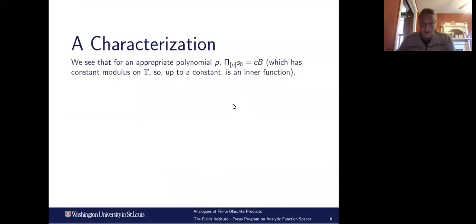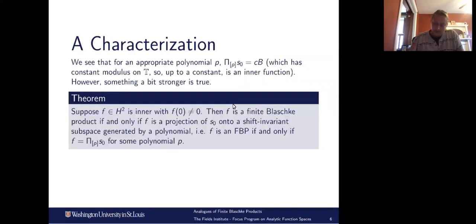And so there's something a little bit stronger that can be said, and it's that this is actually a characterization, right? So we can detect the finite Blaschke product by coming up with a polynomial and looking at the projection of the kernel at the origin onto the shift invariant subspace generated by that polynomial. Okay. And so, up to a harmless constant, this is going to be an inner function. And this is just the theorem that I just said: if f is inner, it's going to be a finite Blaschke product if and only if it's the projection onto a shift invariant subspace generated by a polynomial of the kernel at the origin.